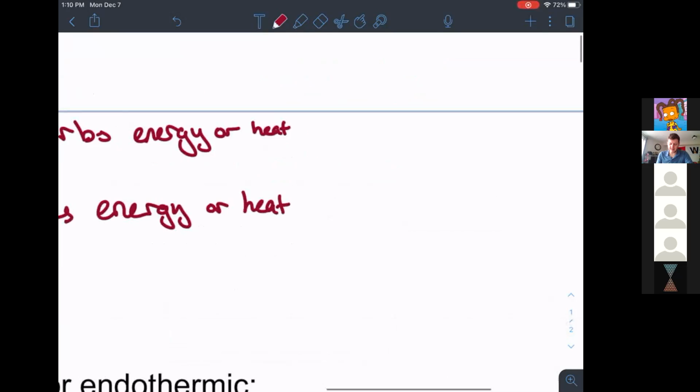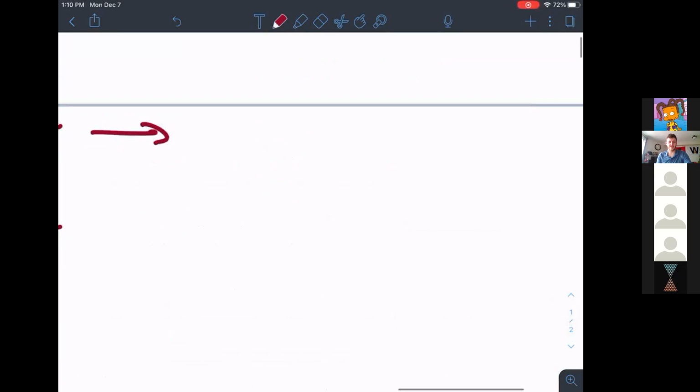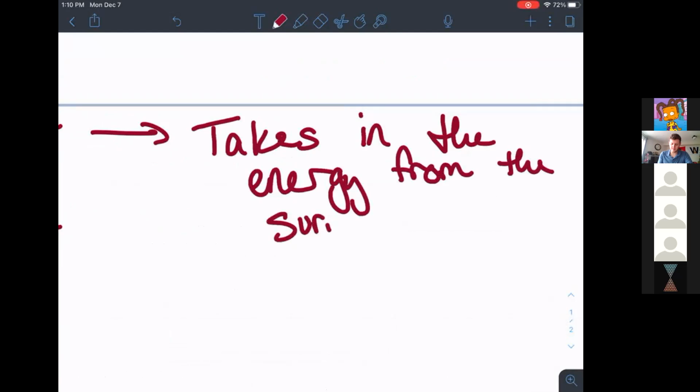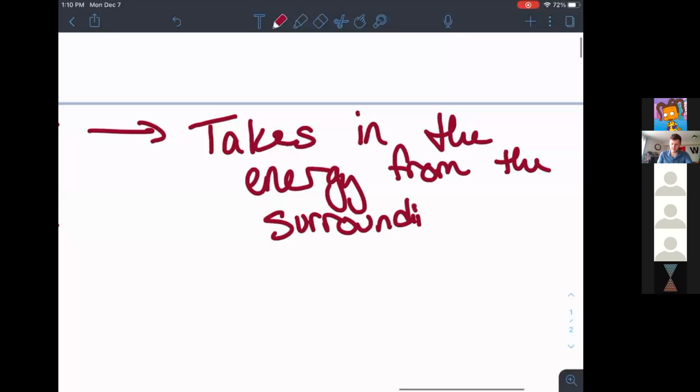or heat, which means that it takes in that energy from the surroundings. So if it's taking in the energy from the surroundings, that means it's stealing all of that heat or energy from the surroundings and giving it to the system. So everything outside of that system is going to feel colder.